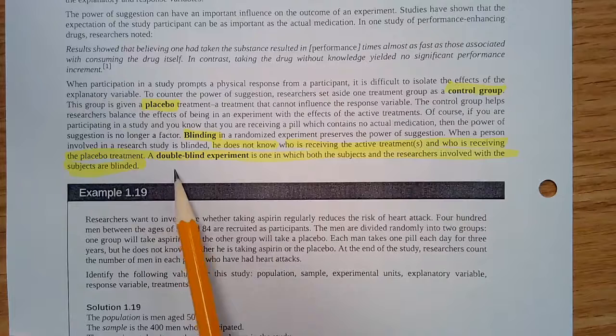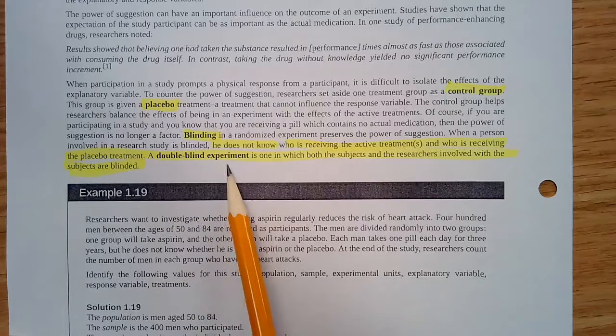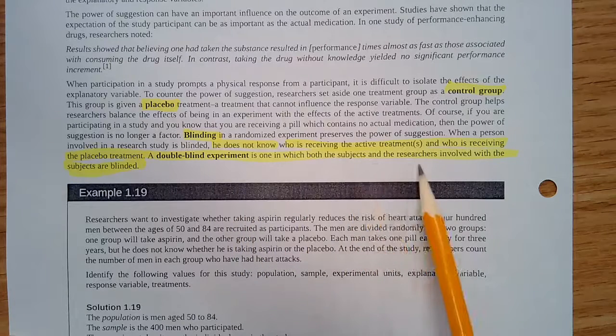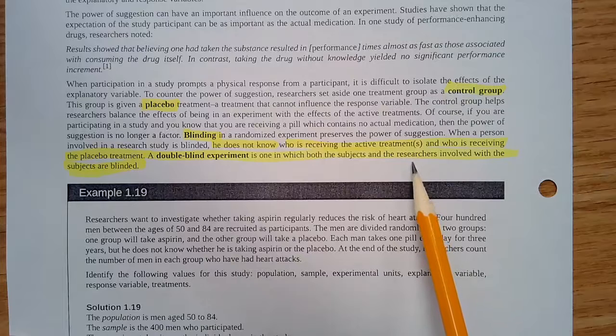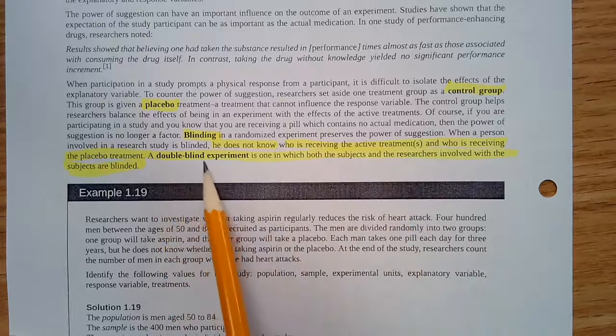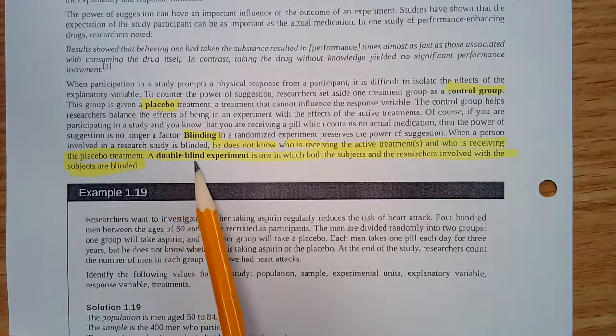But the gold standard in studies is called a double-blind experiment. This is when not only the subjects don't know which one they're getting, but the researchers who are involved also don't know which one they're giving. Because even the researchers, if they know what's happening, their attitudes and how they do things could change and affect the data that is recovered. So once again, double blind means that the subjects don't know which they've been assigned, and the researchers don't know either. That's the gold standard. That's the best kind of study.